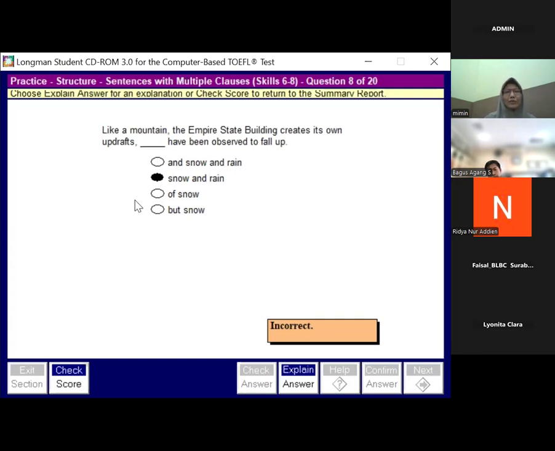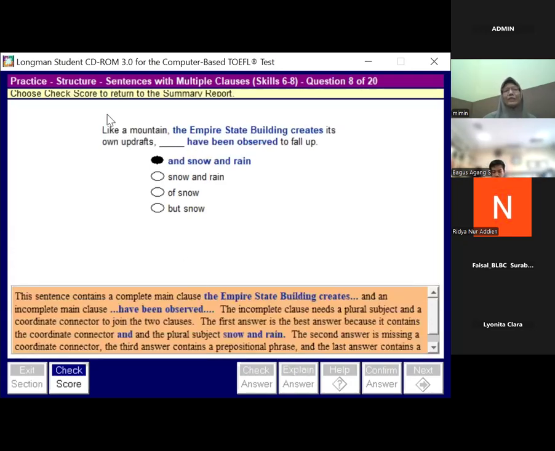And since there is no connector, we should put a connector. And the only connectors that are available here are option D and option A. But if you put option D, but snow have been observed, it does not agree with snow, which is a singular subject. If the answer is D, first you have to make this has been observed, not have been observed. Okay, so the answer is A.